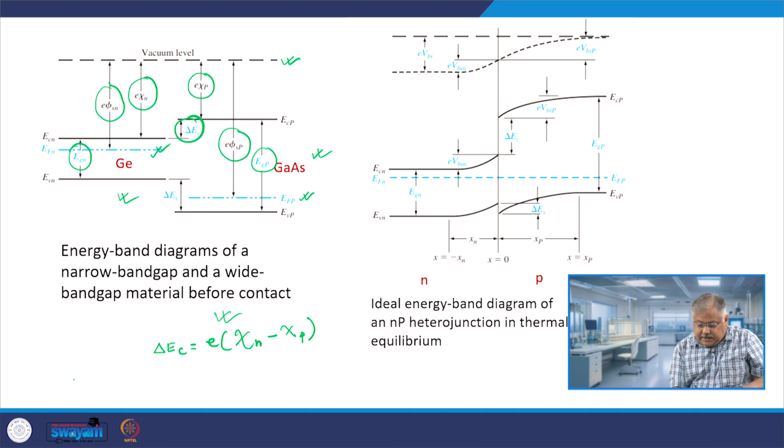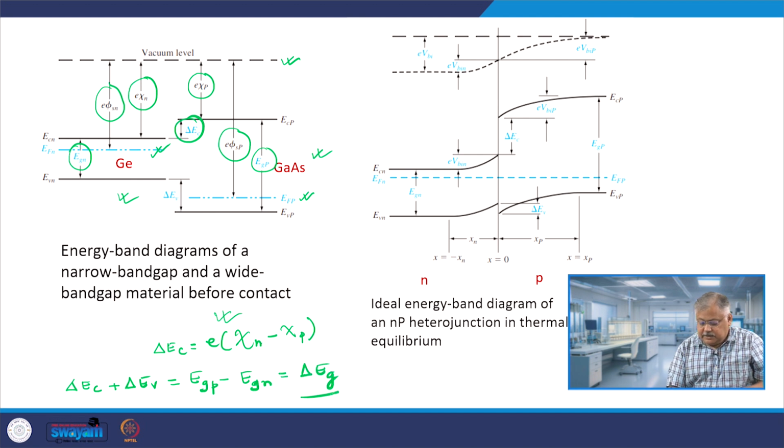And if you add delta EC plus delta EV, then this will give you EGP minus EGN, right, the difference in the band gap, delta EG. EGP, this should be capital P, is the band gap of the p type material which is gallium arsenide, and EGN is the band gap of the other material. So, if you add the discontinuity between the two, it is nothing but the difference between the values of your conduction band edge and valence band edge, the value of your band gap, and that will be defined as delta EG.